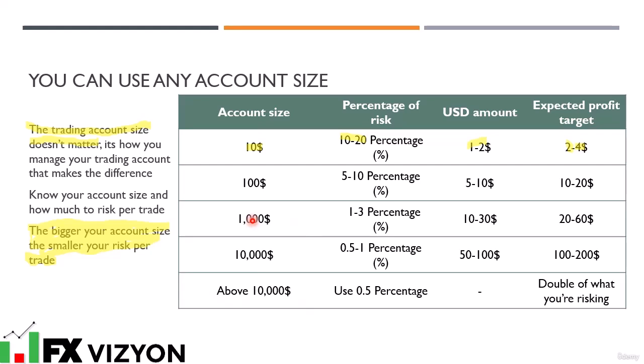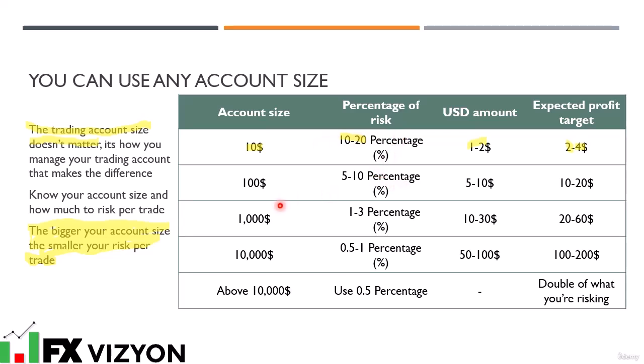5% of $100 is like $5, and 10% is like $10 or so. So every time you are risking $5, you should be making $10, and every time you are risking $10, you should be making $20. That easy. Is that reasonable from the analysis we did here for the $10 account? So you should also apply the same here, right? If you have a $1,000 account, you should be risking $1 to $3.